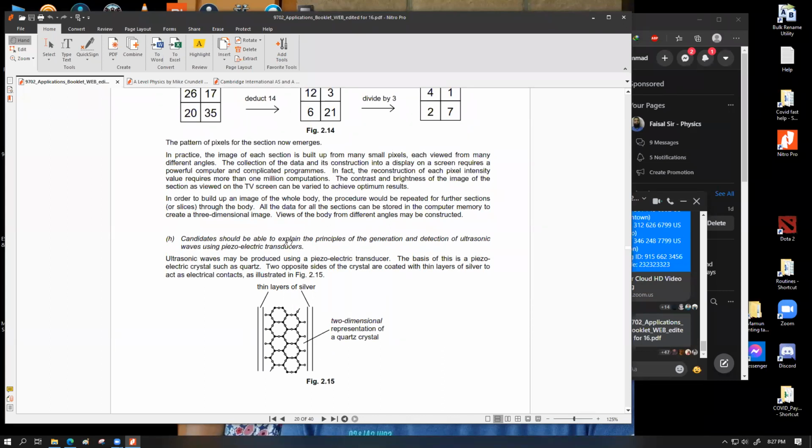You should be able to explain the principles of generation and detection of ultrasonic waves using piezoelectric transducers. Now, they have used the word ultrasonic waves, but it is not exclusive to ultrasonic waves. Normal, regular sound waves also work with piezoelectric transducers. And you have to understand one thing: whenever I'm talking, let's say I'm now making some voice with the vocal cords in my throat, and this is vibrating the air in front of me. The microphone is able to pick up that sound.